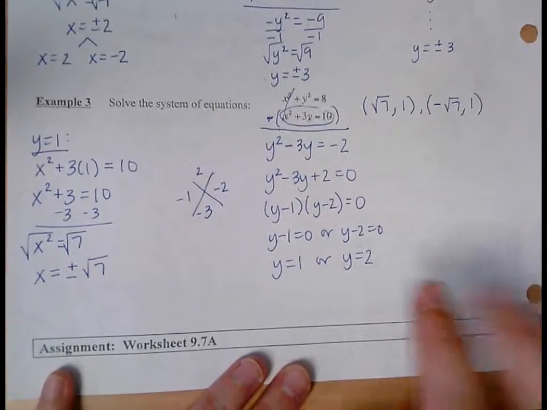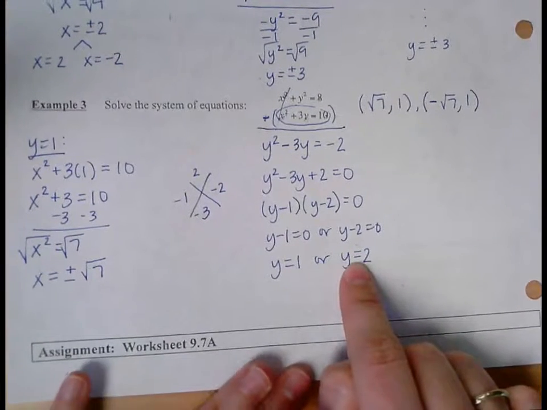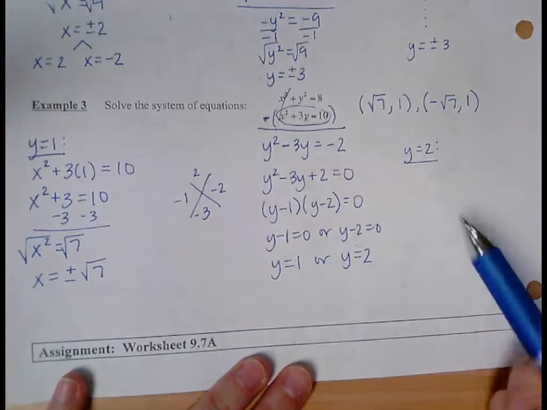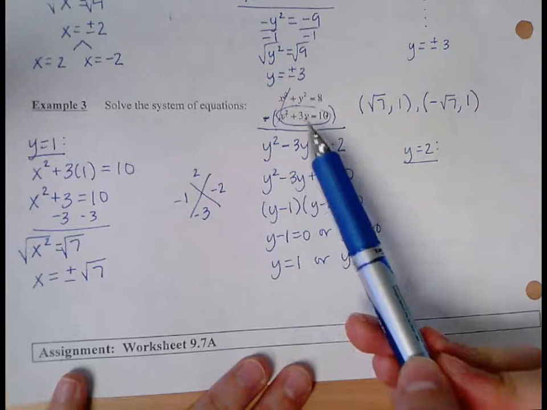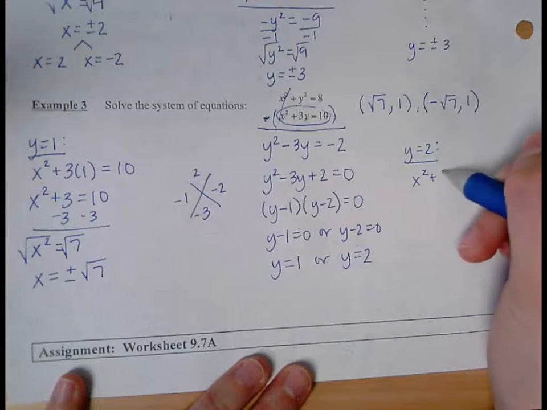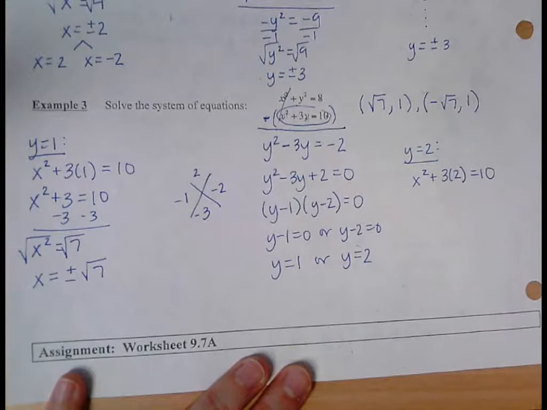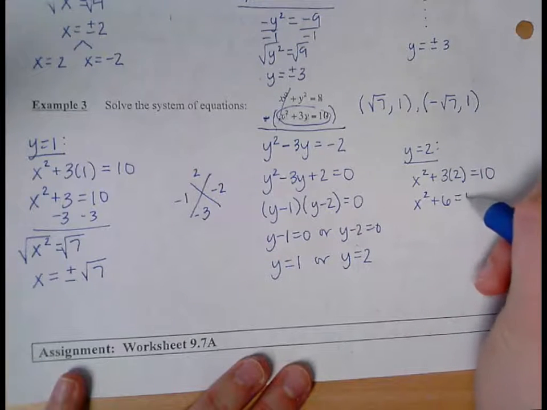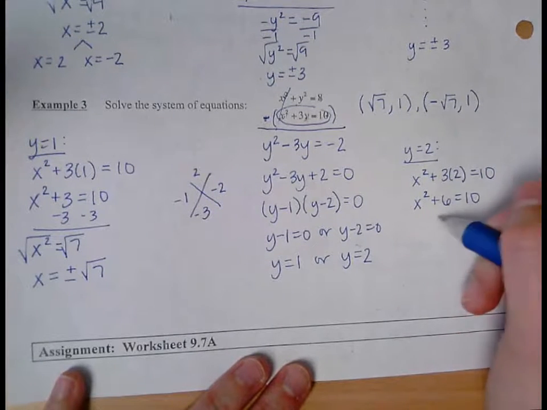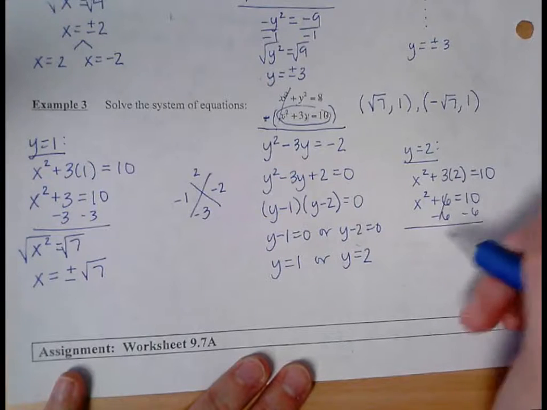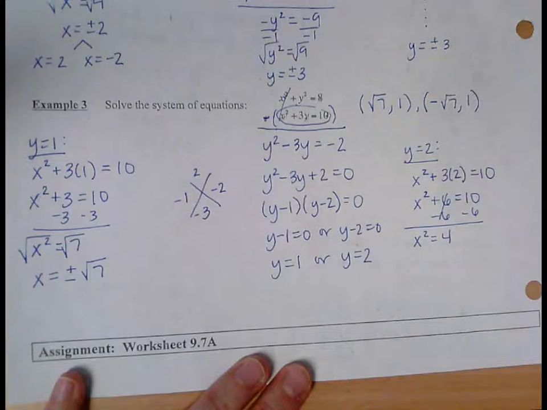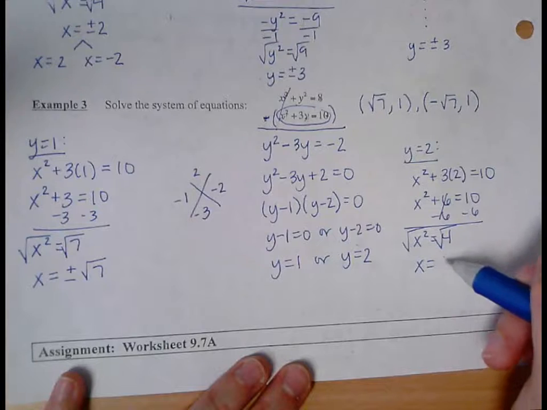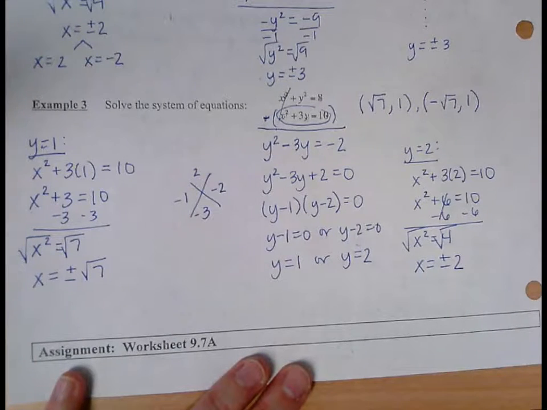Okay, and then I would do the same thing but with the y value 2. I'll write that over here. I'm going to substitute it into the same equation. So I have x squared plus 3 times 2 equals 10. 3 times 2 is 6. So x squared plus 6 equals 10. I can then subtract 6 from both sides. So x squared equals 4. Take the square root of each side. 4 is a perfect square, so I get plus or minus 2 for the x values.